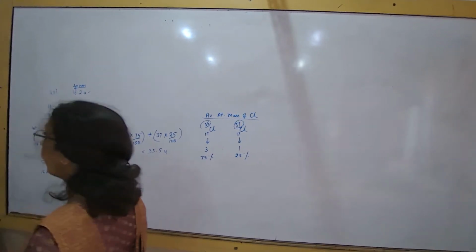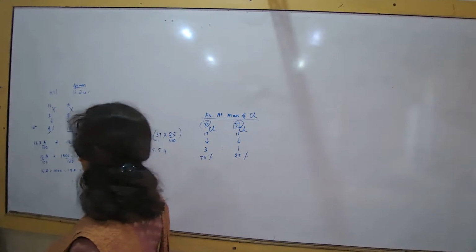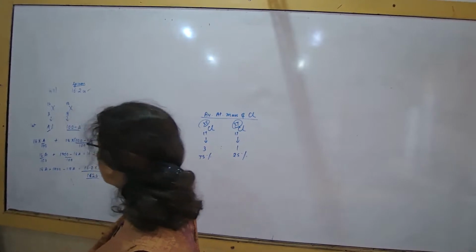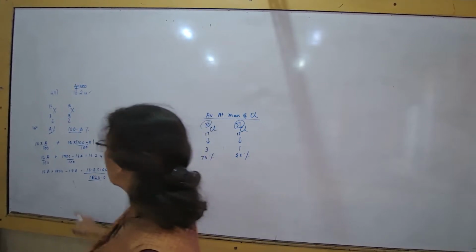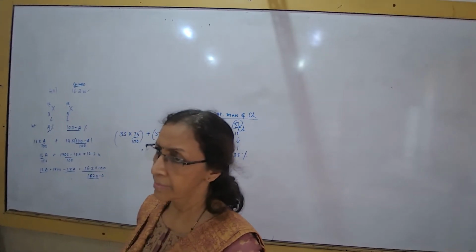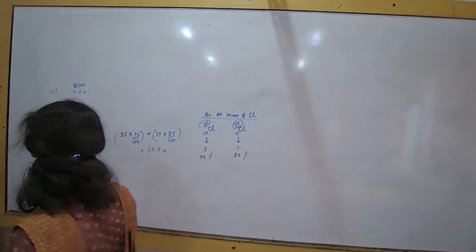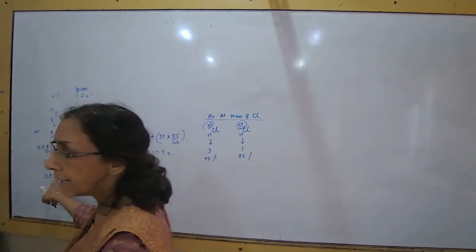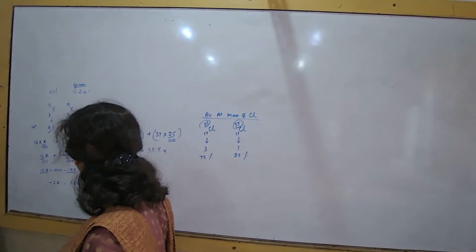How much is that? 1620. Okay. So how much is this now? 16A minus 18A. How much will that be? Minus 2A. So minus 2A is equal to 1620, which is already here, and 1800 is shifting to the other side, so minus 1800. Now find out this.